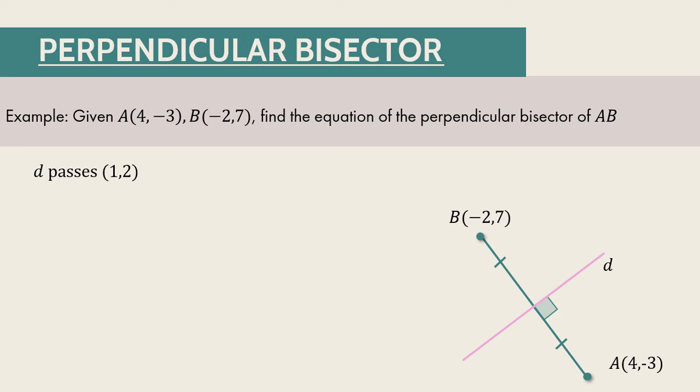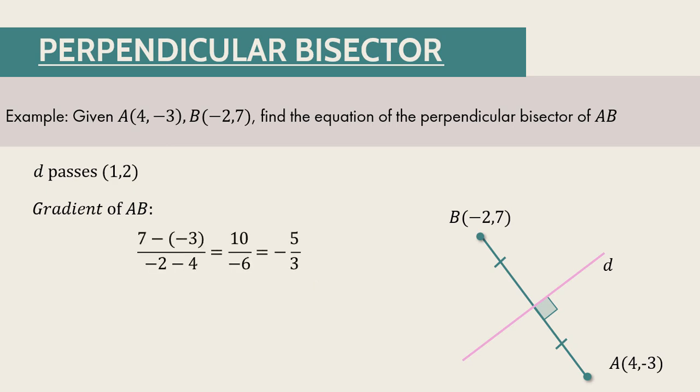Now we need to deal with the condition that D should be perpendicular to AB. In order to solve conditions related to angles, we should rely on the gradient. So first we need to find the gradient of D. But before that, we must first determine the gradient of AB. Applying the gradient formula, the gradient of AB is -5 over 3.